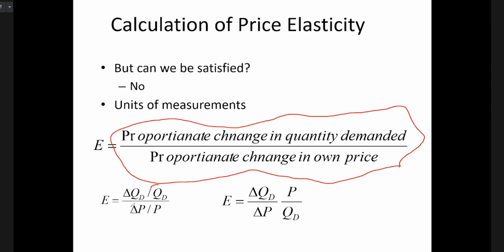Then we get the price elasticity of demand. For easy calculation, we have rearranged the equation. Then we get price elasticity of demand equal to delta Q divided by delta P, that is change in quantity divided by change in price, multiplied by original price and original quantity. Initial price and initial quantity. So now we have delta QD divided by delta P multiplied by initial price divided by initial quantity.